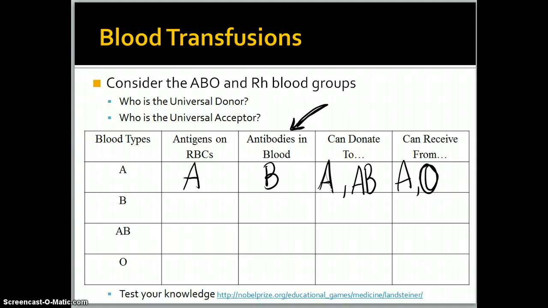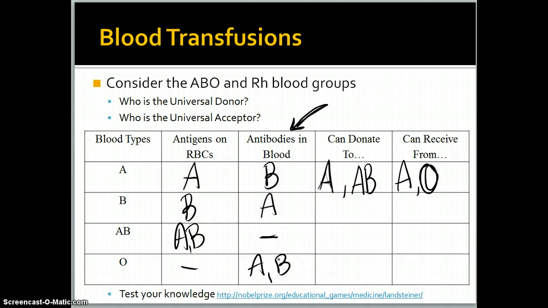Okay, so I'm going to help you fill in this table. So individuals with type B blood have B antigens. Individuals with AB have A and B antigens. Individuals with type O do not have antigens. For B blood, have B antigens. A is foreign, so they have A antibodies. No antibodies, nothing's foreign in AB. And type O has A and B antibodies.